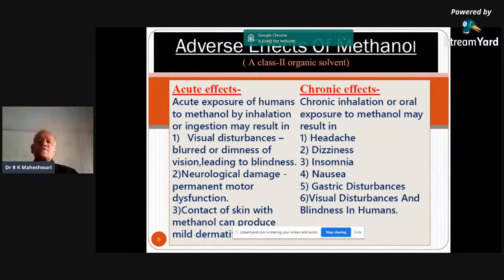Now here are the adverse effects of methanol. I will show you some of the harmful effects of class 2 organic solvents. Methanol is a class 2 organic solvent. Acute effects you are seeing here. You can read them yourself.